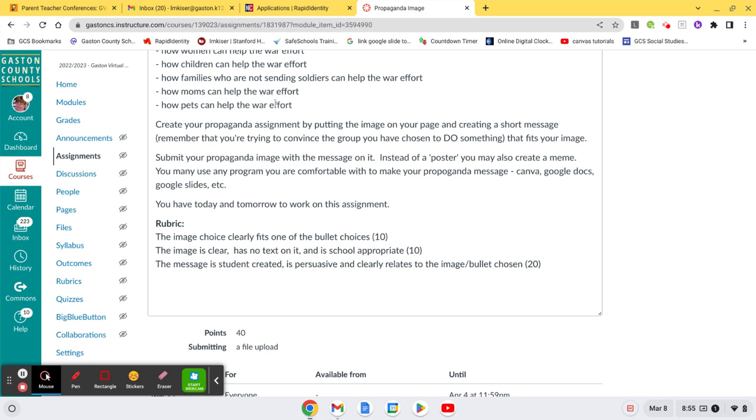So no matter which of these you choose, here's what I'm grading by. The image choice clearly fits one of those bullets. The image is clear, it's got no text on it, and it's school appropriate. In other words, it's got no text that was already created on there. And then you have a student created message that's persuasive and it clearly relates to the image.